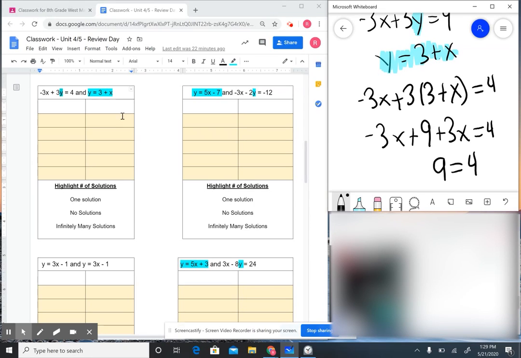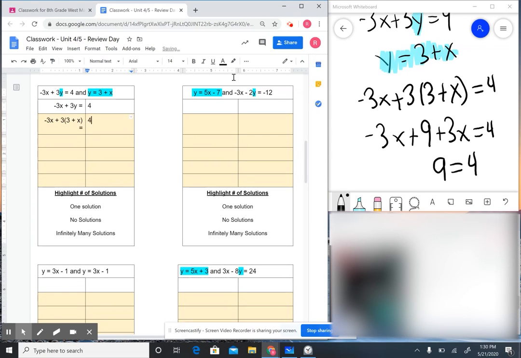And so now when I've solved my system of linear equations, I think about what that means. When I get 9 equals 4, what does that mean about my solution? What do you guys think? I'm typing that in as you guys think. What do you guys think in the chat? What does that mean? So 9 equals 4, is that a true statement or a false statement?